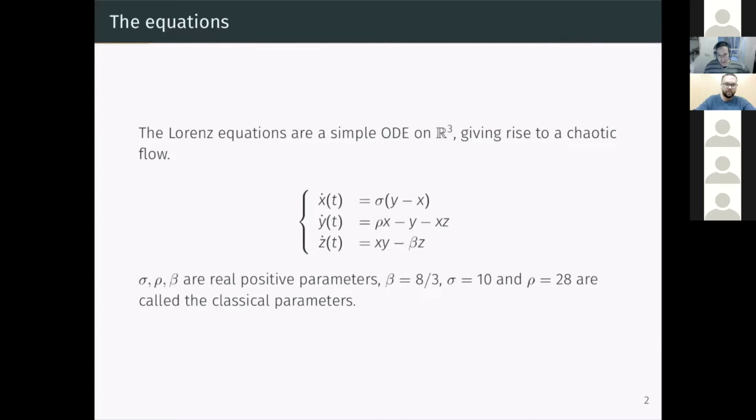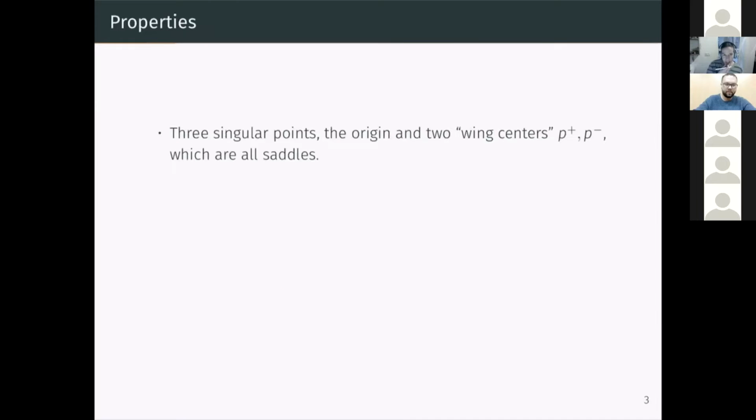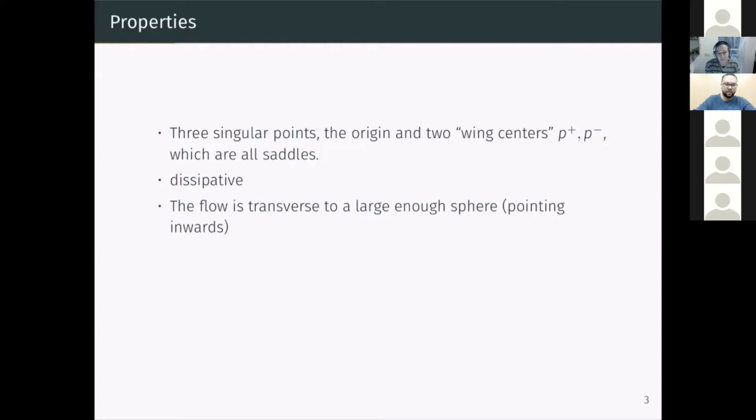So here are the Lorentz equations. We already saw them, and the classical parameters are 8/3, 10, and rho equal to 28, on R3. Here are some properties. The equations have three singular points, at the origin and at both of the so-called wing centers of the attractor that we just saw. I'll show it again in a minute. The equation is dissipative, so volume contracts. And the flow is transverse to a large enough sphere.